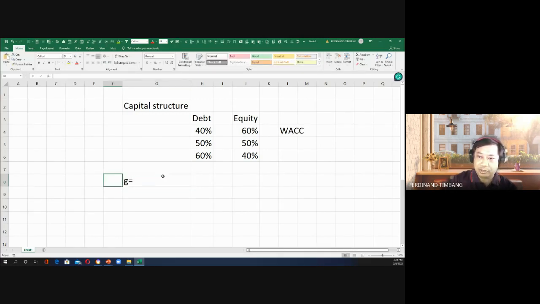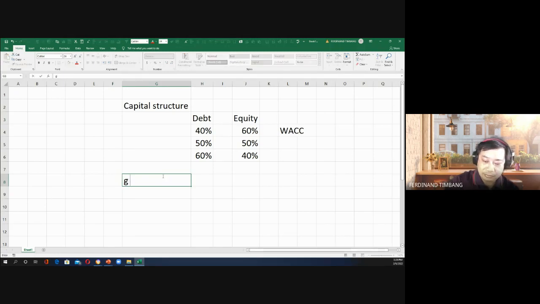Now the formula for the G is ano ba yan? ROE times 1 minus DPO. Okay, so the formula is the G is equivalent to ROE times 1 minus DPO. So ROE, I'm sure you know this, no? Return on equity. And then we have 1 minus DPO. So the DPO is your dividend payout ratio, no? So that is your dividend payout ratio.